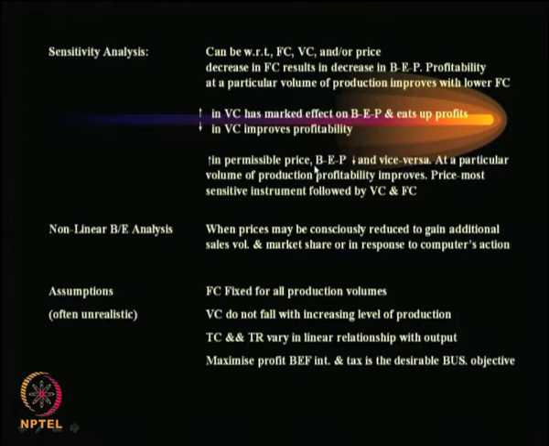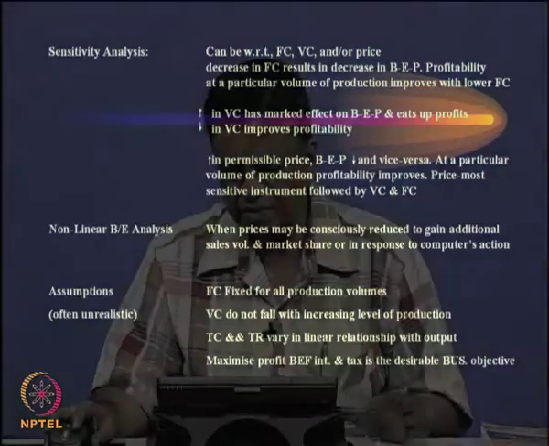Similarly, a decrease in variable costs results in improved profitability. With an increase in permissible prices, the break even point comes down, and vice versa. At a particular volume of production, profitability improves. Price is the most sensitive instrument, followed by variable cost and fixed cost. So, price is the most sensitive instrument in the marketplace. This is what most of the studies bring out.